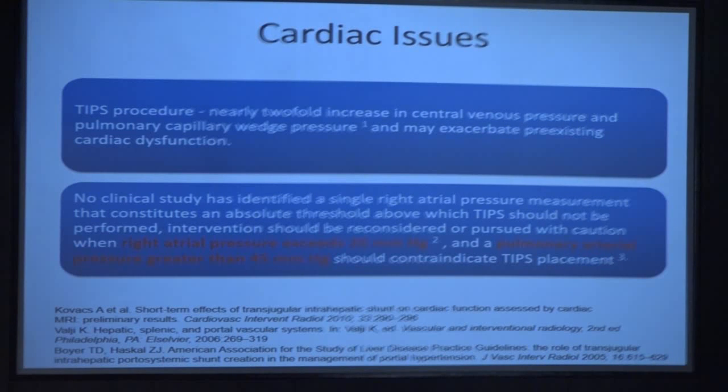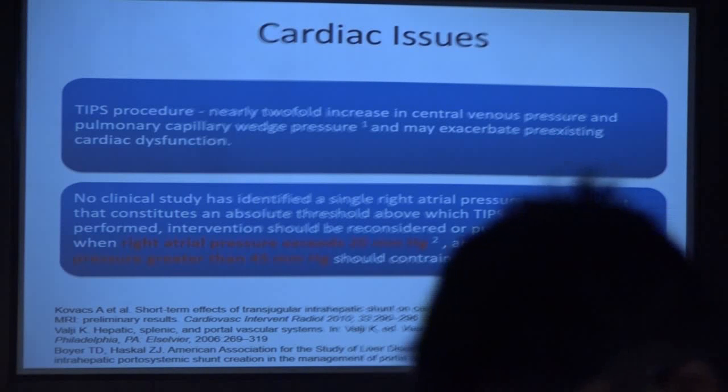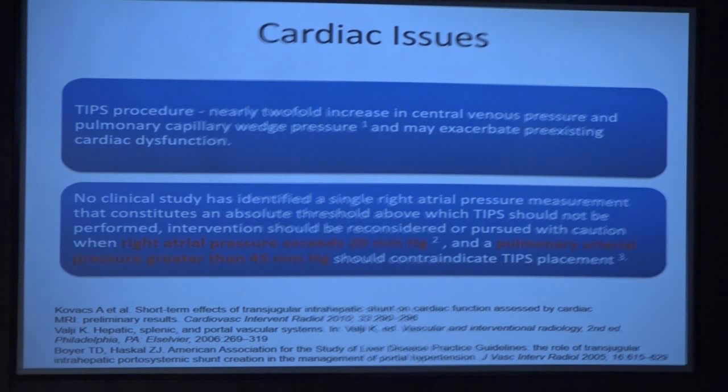Now, coming to the cardiac issues, this comes in the pre-procedure evaluation. As such, there is no consensus which clearly states that these are the right atrial pressures or pulmonary arterial pressures which can tell about a good outcome or a poor outcome. However, the basic guideline is that a right atrial pressure more than 20 millimeter or a pulmonary arterial pressure greater than 45 millimeter gives a very bad outcome, and probably these patients should be refused TIPS.